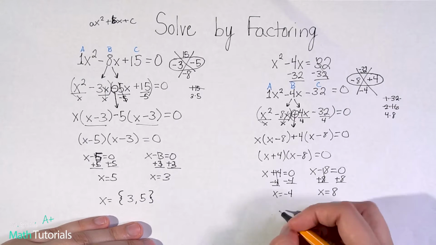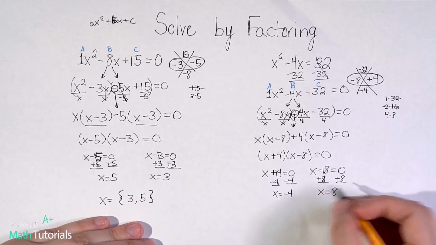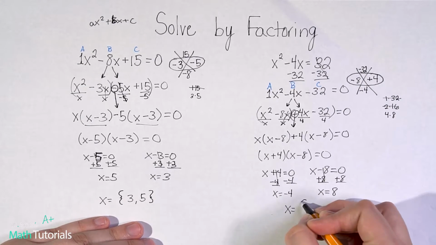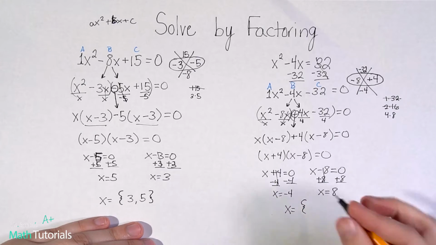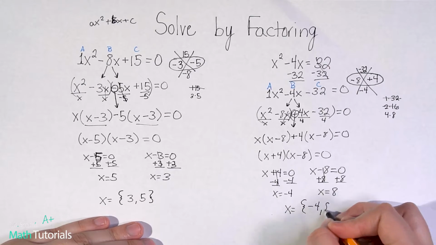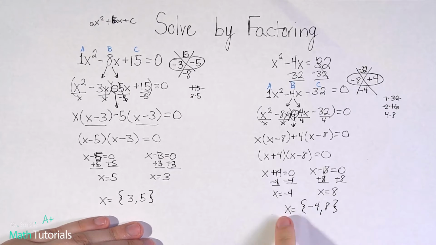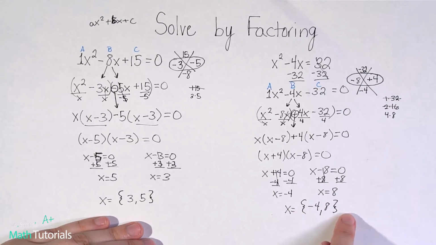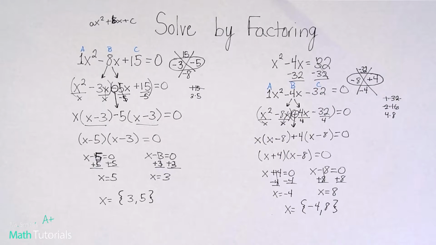Okay, so to write this in a very formal way, we would do x equals our little brace symbol, -4, comma, 8. So notice this is not an ordered pair. Okay, it's not surrounded by parentheses, it's not an xy value. These are both x values. We're just showing these are solutions to that equation. Solutions that would make it true. Okay, -4 is one and 8 is one. Those are the only ones.